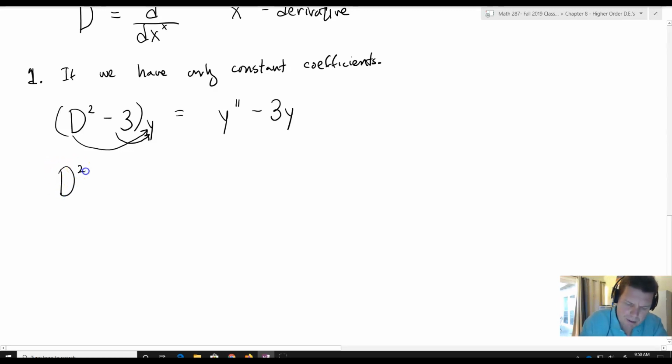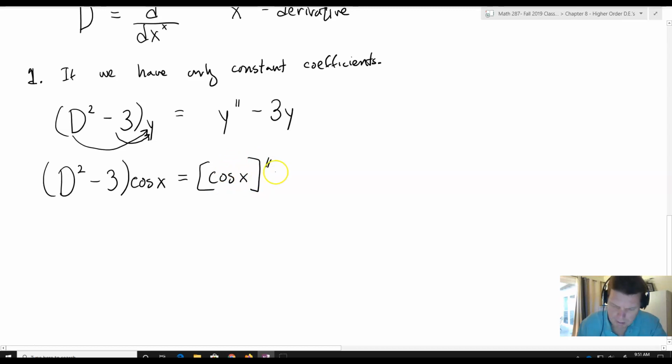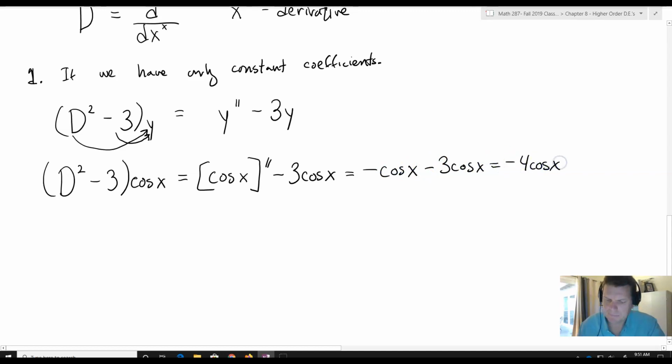We can choose a different function. Maybe it's not y. We've got D squared minus 3, say we'll use cosine x. This will equal the second derivative with respect to x, minus 3 cosine x. The first derivative of cosine x is going to be negative sine x, and then we'll end up with negative cosine x. So this will be negative cosine x minus 3 cosine x, which equals negative 4 cosine x. So what the D tells me is to take this number of derivatives.